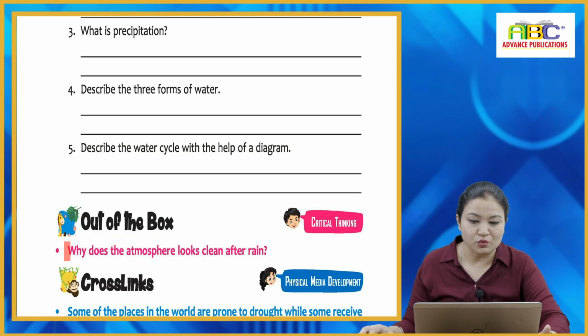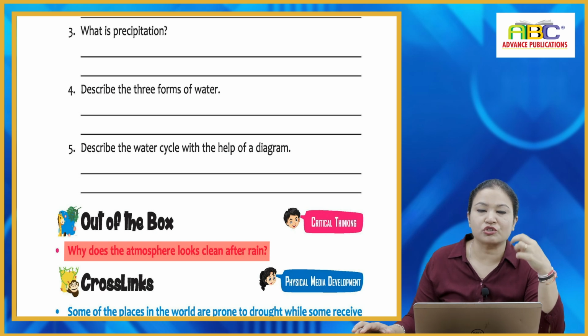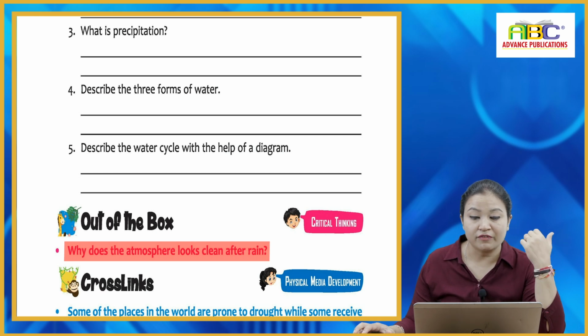Now, out of the box, why does the atmosphere look clean after rain? You have seen after rain the atmosphere looks clean because the rain washes away all the dust and all the smoke from the air. That's why it looks very clean.